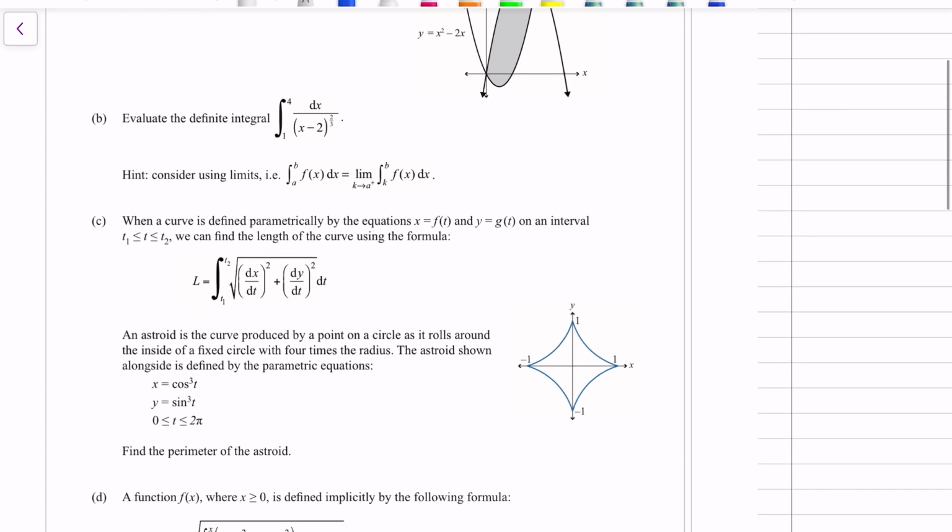The third part, the asteroid from the 2022 exam returns. This time we're finding its perimeter. I think in the year before we were finding area. The area integral was a mess. This one actually falls out really nicely.